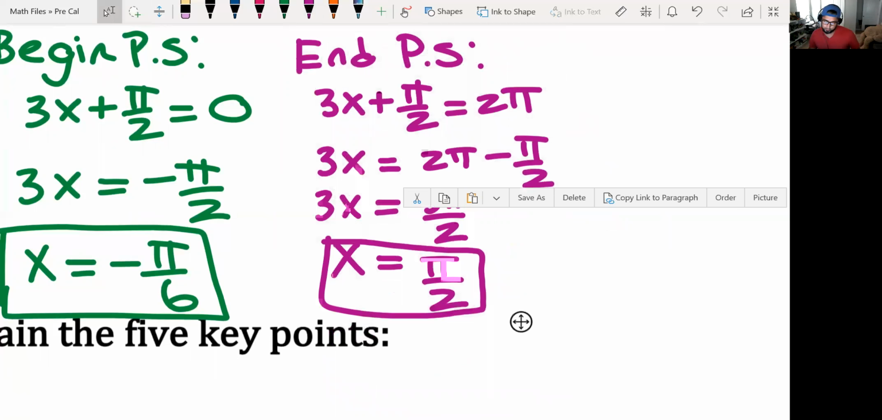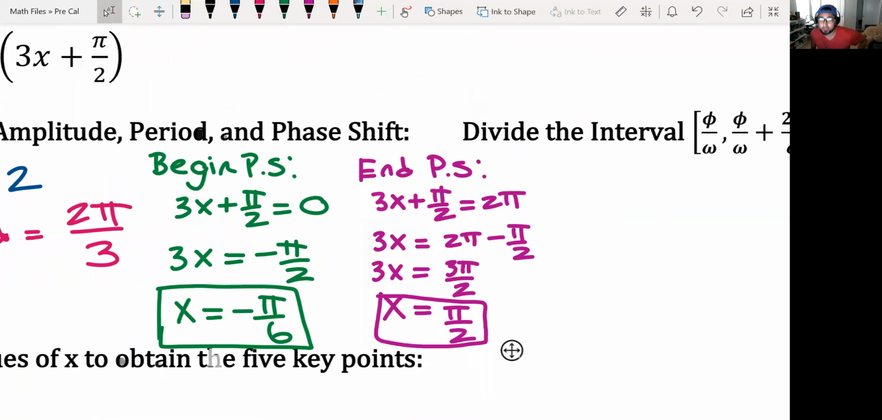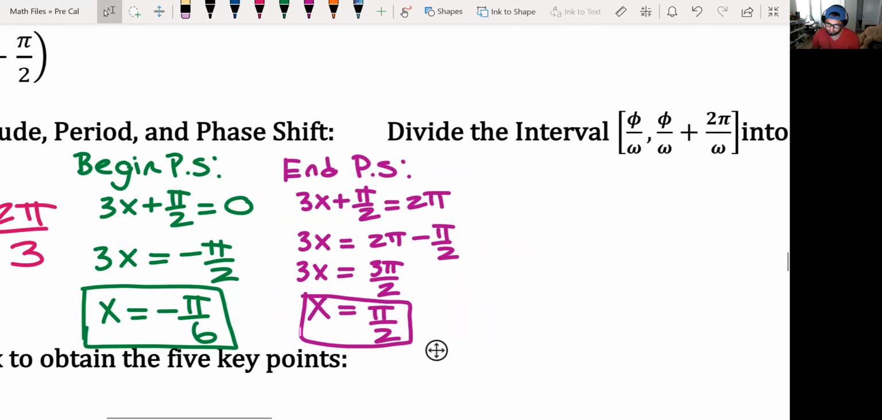Yeah, I love that tool. That's a cool tool. Okay, that's everything you need for step 1: amplitude, period, phase shift, where it begins, where it ends. Because now that's going to take us into the subintervals.